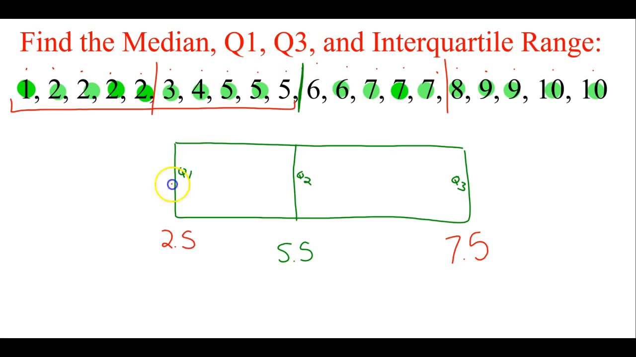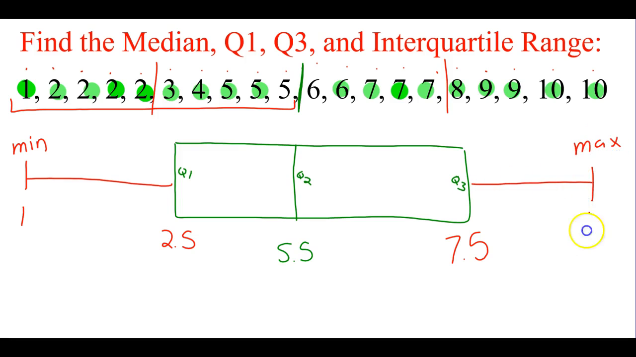Then what we do is we draw a little whisker, and this number represents the minimum. What's the lowest number? 1. And then we draw another whisker over to the other side. This represents the maximum.